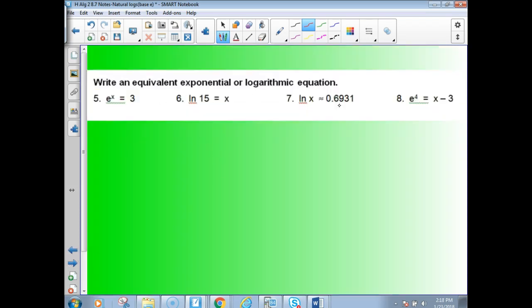Write an equivalent exponential or logarithmic equation. This one is exponential, so we're going to write the log. You know the base is e. Oh, no. Why did I do log? Well, you could, but if it's e, let's use ln instead. And it's shorter to write even because it's 2 letters instead of 3 letters. How lazy is that? So ln base e of 3 equals x.